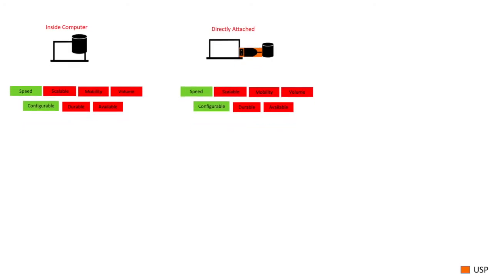Second is directly attached. Again, speed and configurable good, but no other benefit. Your machine is the point of failure. You cannot share it with anyone, so it is not scalable.